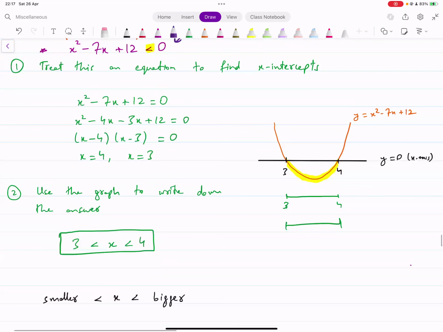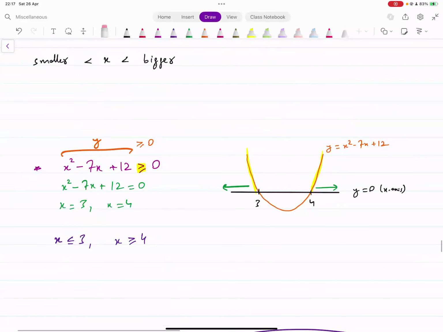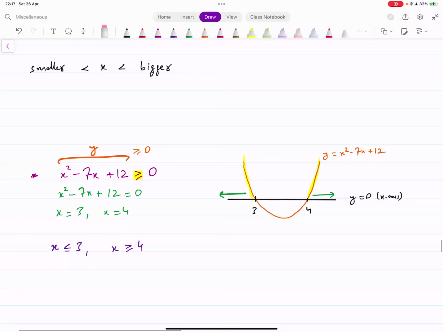Now, if instead of less than sign, you had a greater than sign there, what would you do in this case? When is y greater than 0? That's this part or this part, right? This is where the y value is greater than 0. So what are the corresponding values of x that we get from this? Either to the left of 3 or to the right of 4, right? These are the corresponding values of x that we have. So that means x is either less than 3 or it's greater than 4.